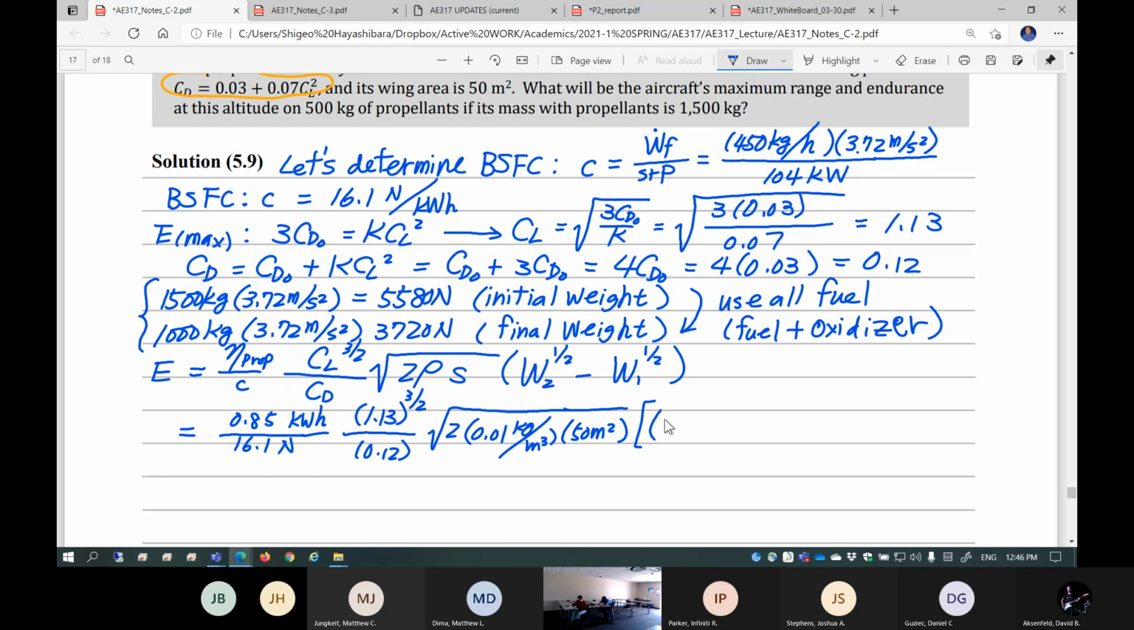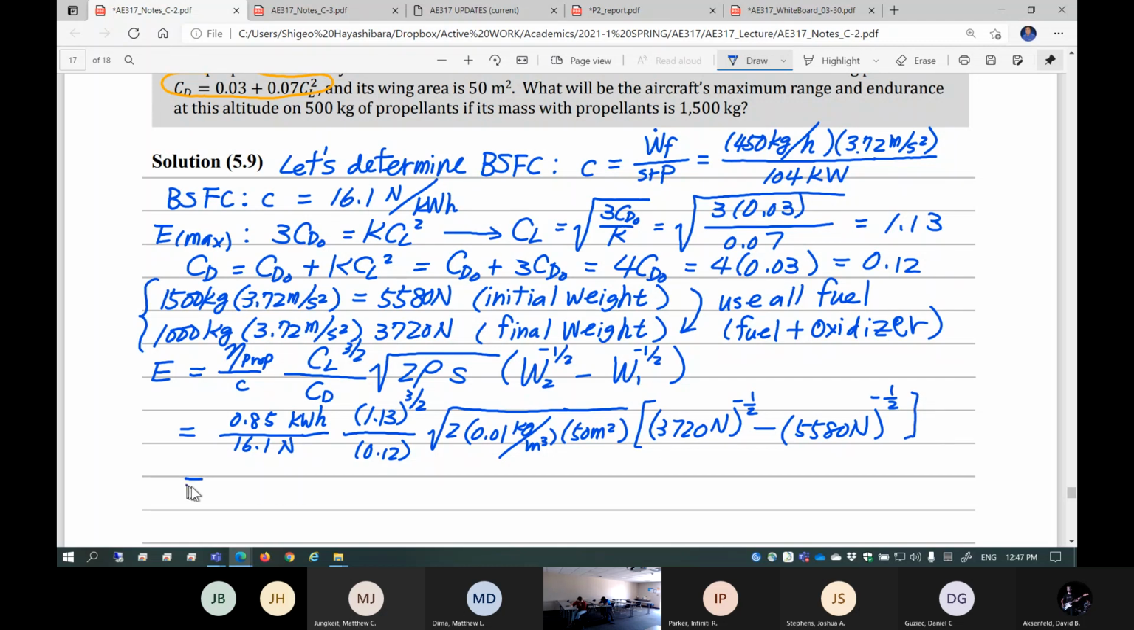Final weight, so 3,720 Newton to the power, sorry, minus 1/2. Wrong equation. Be careful, minus 1/2, sorry about that. So this is negative 1/2 power, minus initial weight 5,580 Newton to the power of minus 1/2.